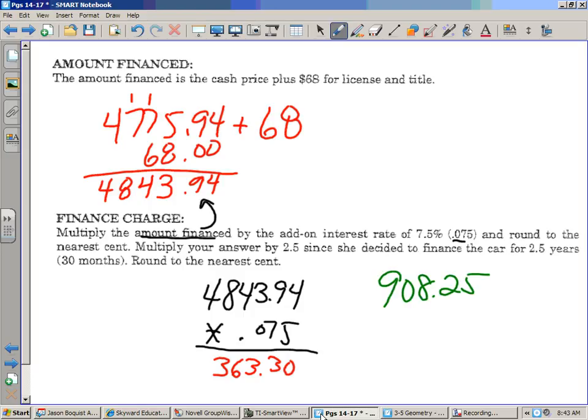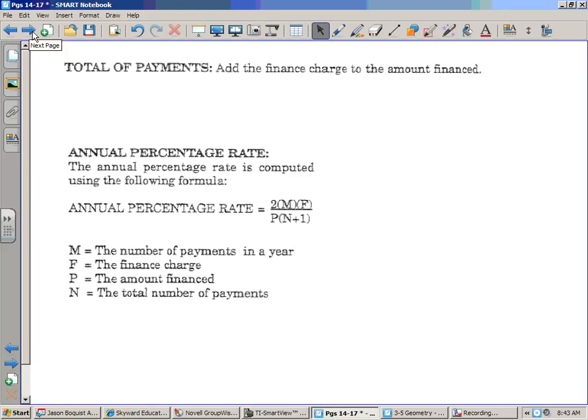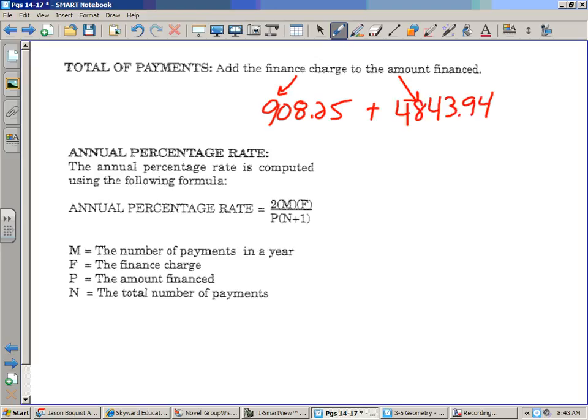908.25, right? So I better write down this other number over here, 4,843.94. That's how much the bank's giving me, right? In the end, I'm going to give the bank that much back, and I'm also going to give them 908.25 back. So I'm going to actually be giving them quite a bit of money. And that's what we're talking about, total of payments. You take the finance charge, which was 908.25, that's what we just figured out. That's how much the bank's going to get out of this deal. And the amount financed, basically how much the bank's going to give me. And in all, that's how much I'm going to pay.